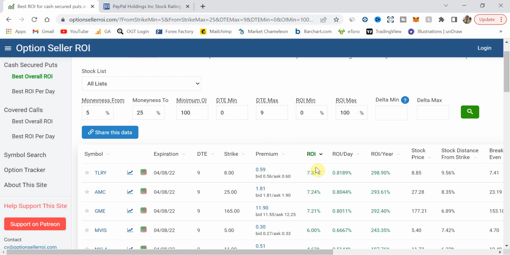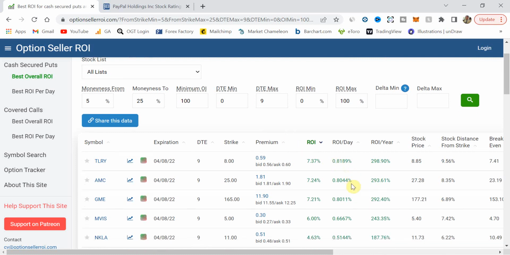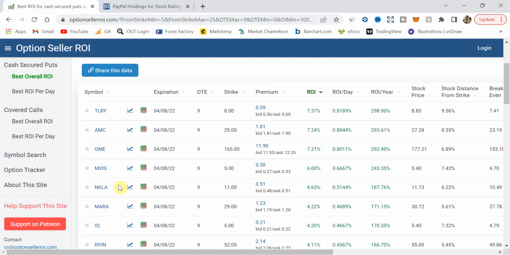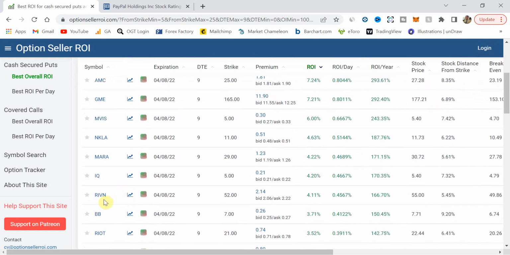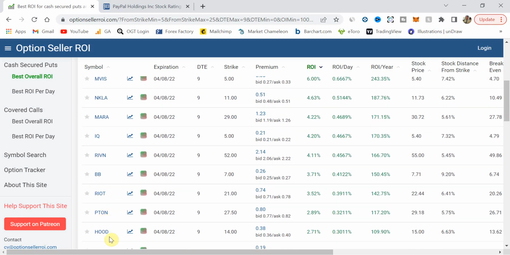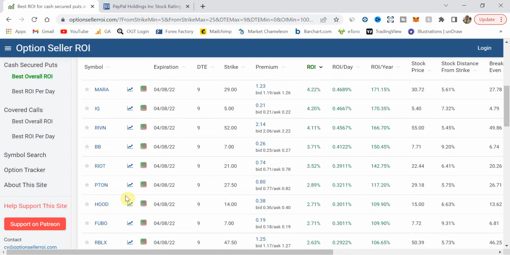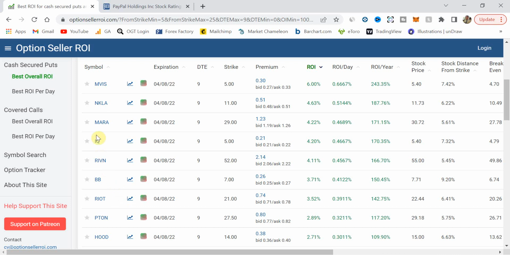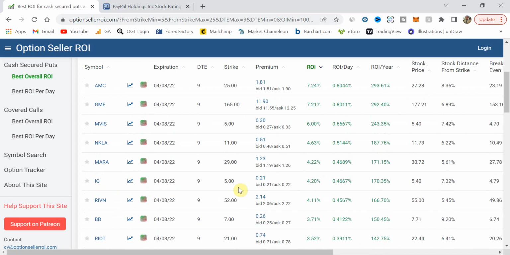So this here, if we just go through, you've got Mavis. I can't remember what this one is, but you've got Mara, IQ, Rivian. I think this is BlackBerry. My good old Riot in there. So Peloton, Robinhood, Fubo. You've got the usual retail stocks that you expect to see in here, and your crypto miners like Mara and Riot inside there.